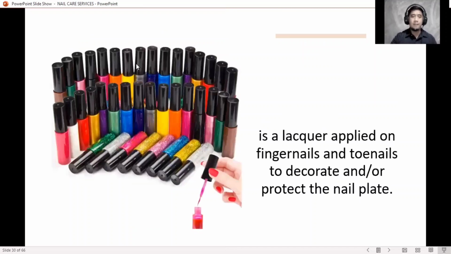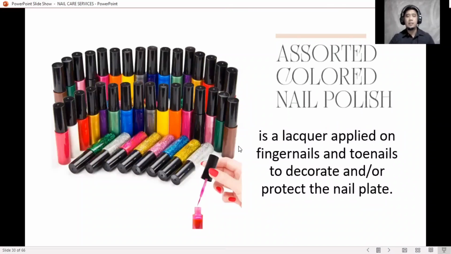Next, we have this different colored lacquer applied on fingernails and toenails. So the purpose of this is to decorate and protect our nail plate, our nails. Okay, some of us call this Cutix. Okay, but Cutix is a brand. We call it nail polish. Since it is in different colors, we call it assorted colored nail polish. So it's a nail polish.